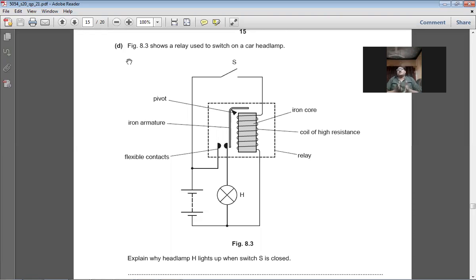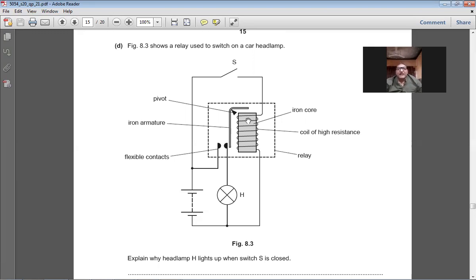Figure 8.3 shows the relay used to switch on a car headlamp. Okay, so here we have a relay, here we have that coil. This is the switch which will allow the current to come into the relay. Explain why the headlamp H lights up when the switch S is closed. So when you close this switch S, you see what will happen. The current will start flowing in this coil. And this coil also has an iron core in it. So when the current flows through this coil, it will become an electromagnet.